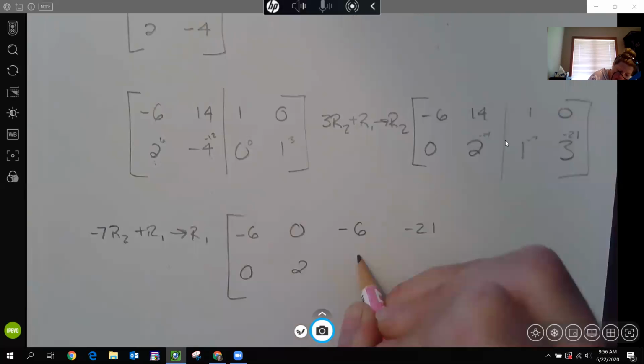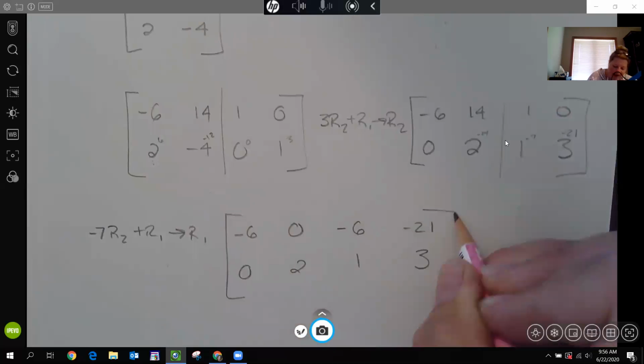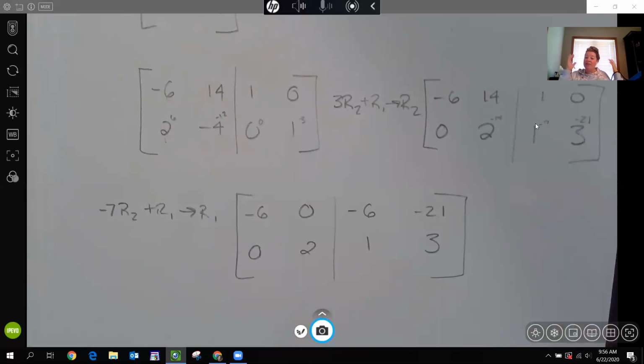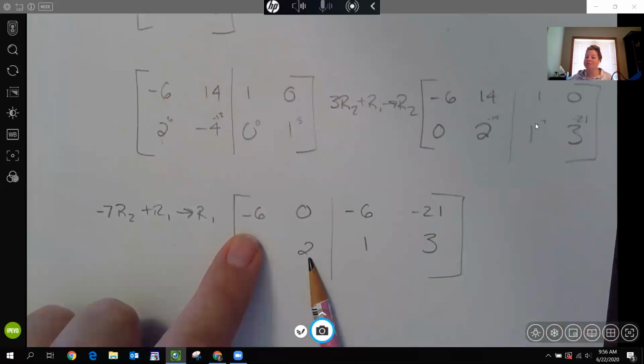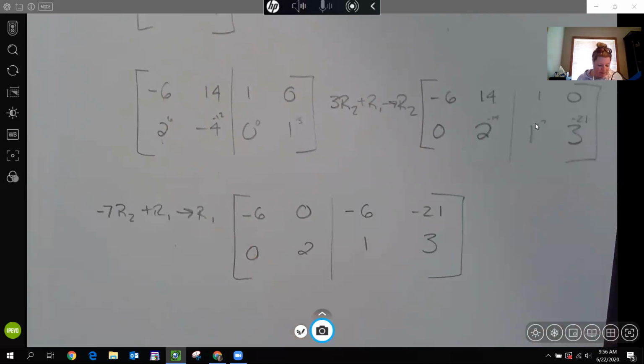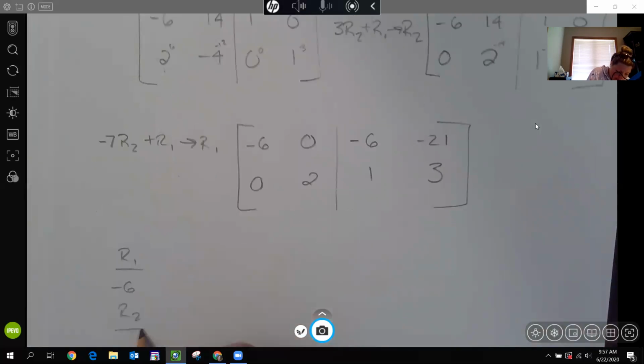There we go. Now we almost have our identity on the left side, but we have our zeros. That's our starting point. Now I want these to be 1s, so what can I do? I can divide by -6, and I can divide by 2. So here's where our fractions are going to come in. We're going to take row 1 and divide it by -6, and we're going to take row 2 and divide it by 2.